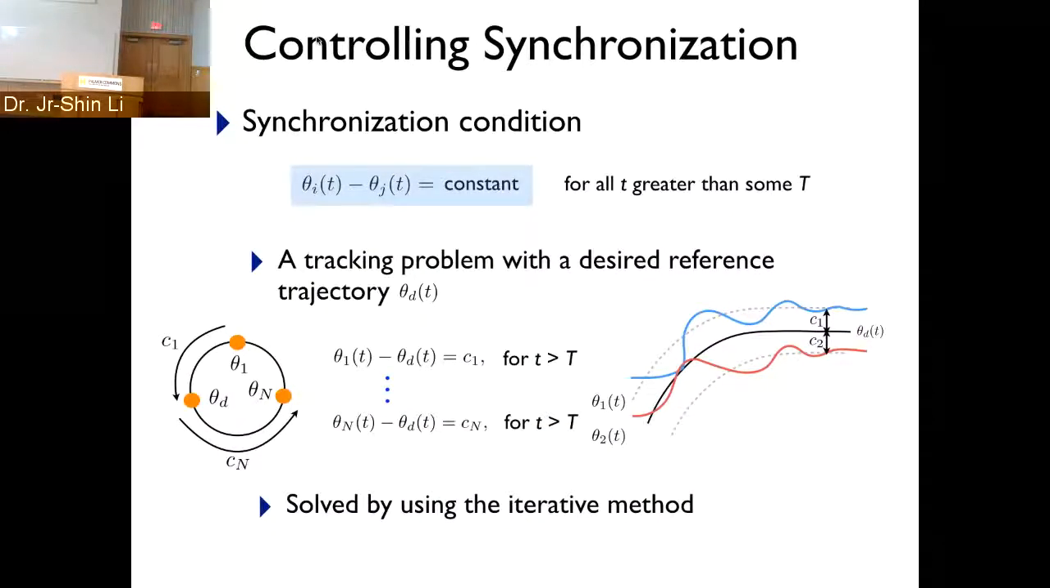Okay, so if we want to design a synchronization pattern, for example, if I take these two oscillators and want to keep them in this relation, over time the distance between these two will be fixed. We can formulate this problem as a tracking problem, meaning we can take this reference trajectory, theta d. We can just assign this.